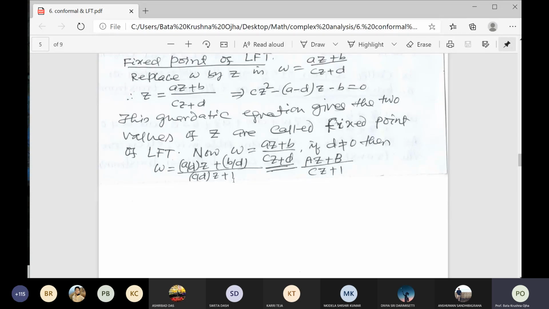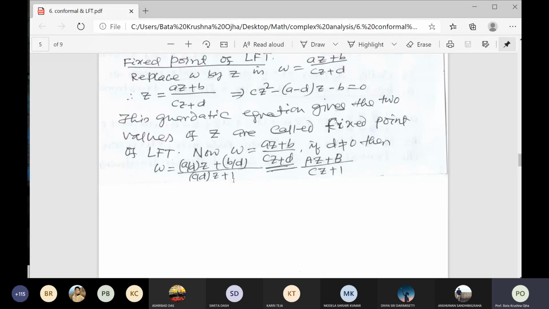Now this four constant can be reduced into three. Actually, every LFT has three arbitrary constants. If you divide numerator and denominator by D, where D is not equal to 0, we will find the equation AZ plus B by CZ plus D, that is, capital AZ plus capital B by capital CZ plus 1. What are your A, B and C?